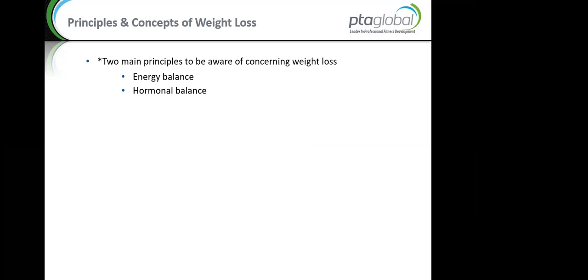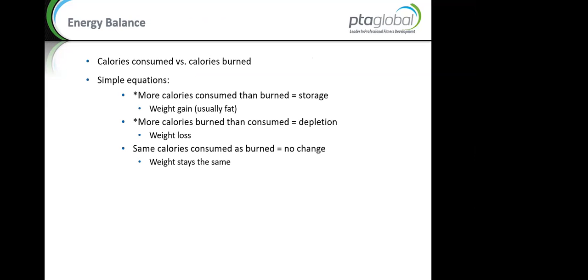When it comes to achieving weight loss, we are looking at 2 main principles, which are energy balance and hormone balance. I'm going to say that again. There are 2 main principles for weight loss. One of them is energy balance, and one of them is hormone balance. Energy balance you could simplify as calories in, calories out. And hormonal balance would be related to what's happening in the endocrine system.